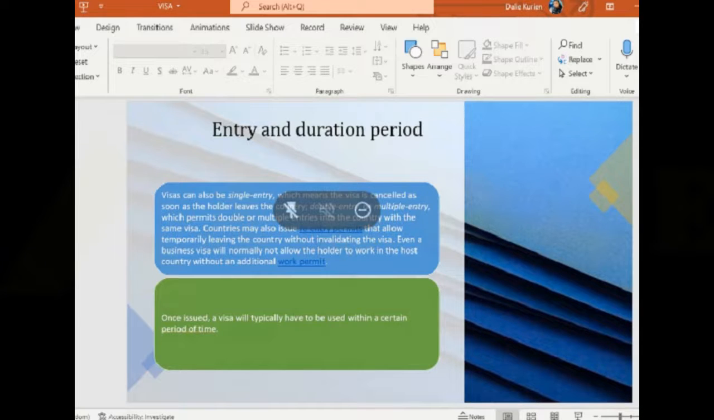Now, once issued, a visa will typically have to be used within a certain period of time. Once the visa has been stamped inside your passport, you need to leave your home country within a certain period. Usually it is 3 months. Within 90 days, you need to leave your home country for another destination. So that is the process.